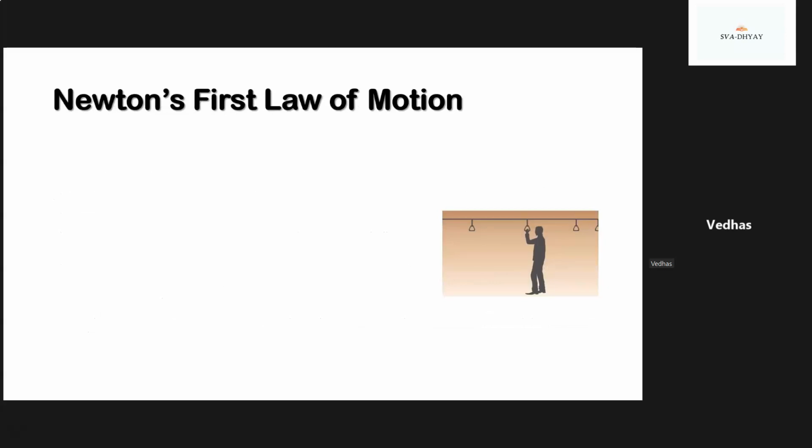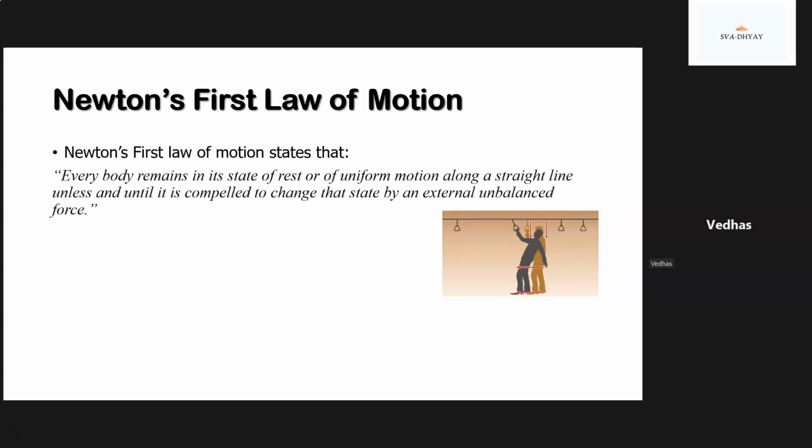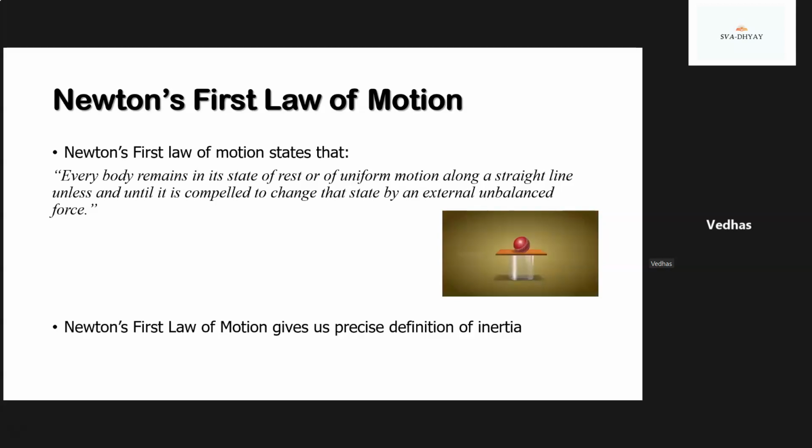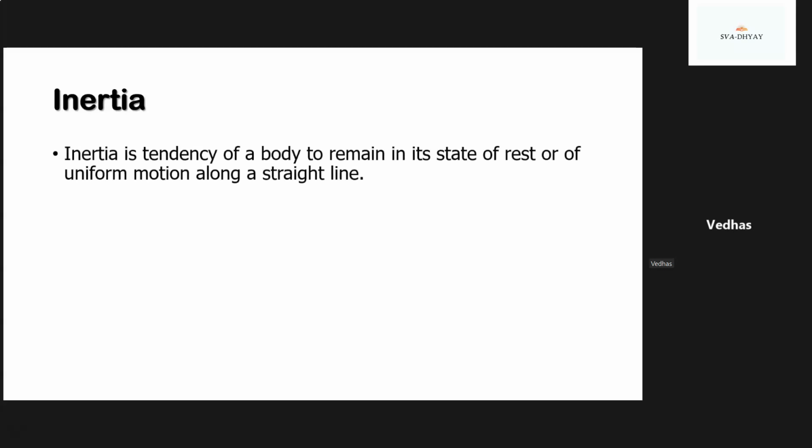Now let's take a look at Newton's first law of motion. Newton's first law of motion states that a body remains in a state of rest or of uniform motion along a straight line unless and until it is compelled to change that state by an external unbalanced force. Newton's first law of motion gives us precise definition of inertia. Now let's take a look at inertia.